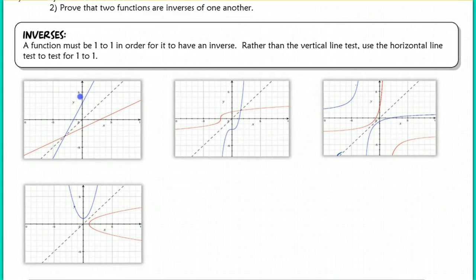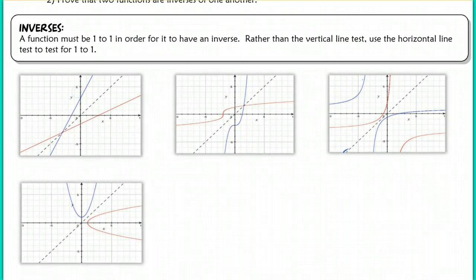Alright, so here a general definition is that a function must be one-to-one in order to have an inverse. Okay, you might be asking yourself, what does this mean, one-to-one? So I'm going to explain that first, and then we're going to do some tests to determine whether or not a function can have an inverse.